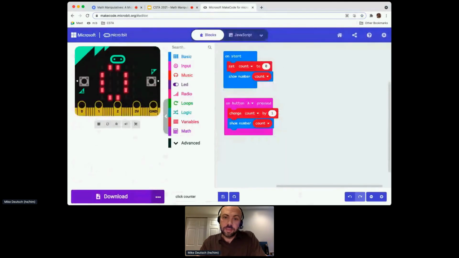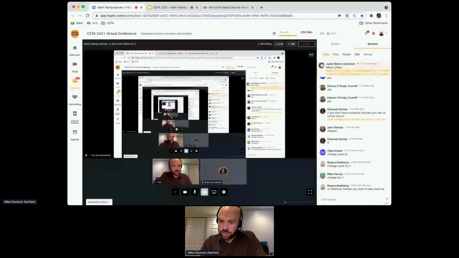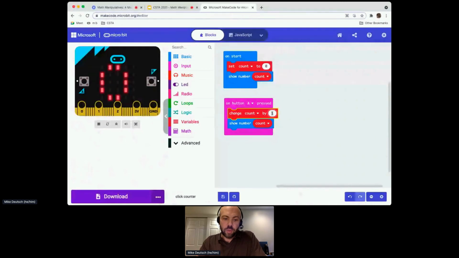So what's the modification I need to make there? I'll take a suggestion in the chat. What modification do I need to make this a skip counter? I'm not able to see the chat. I should do that. Change the 1. Yeah, okay, exactly. So instead of change count by 1, let's say I want to make a skip counter that goes by 2.